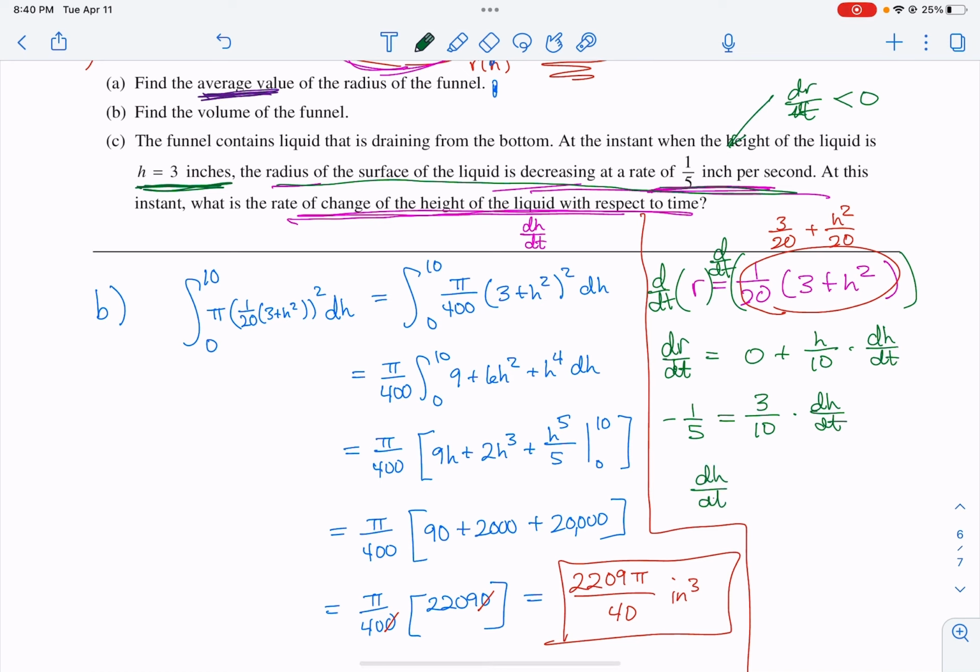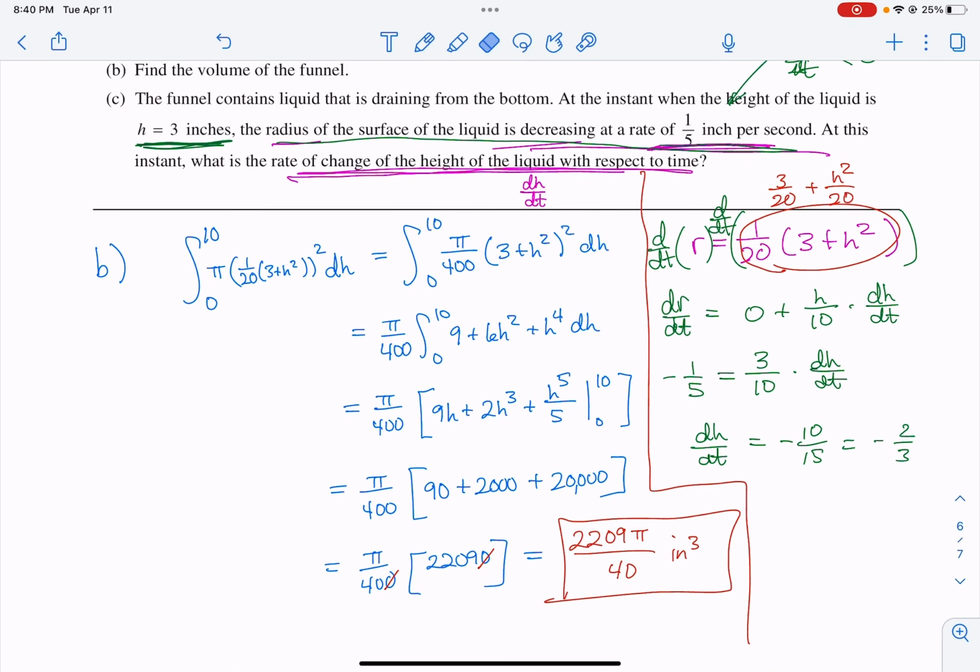And what are we going to get? We are going to get negative 10 over 15, which is negative 2/3. What are the units for this? It's a rate, so this would be change in height, which is inches, over change in time, which is seconds. So we have to make sure we have those units there too. But yeah, negative 2/3 inches per second.